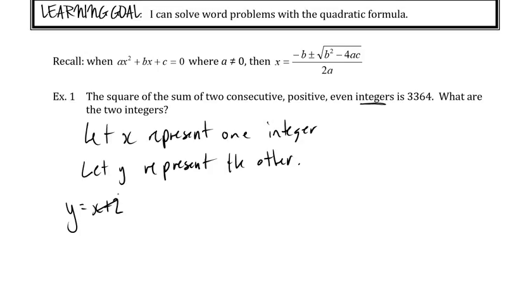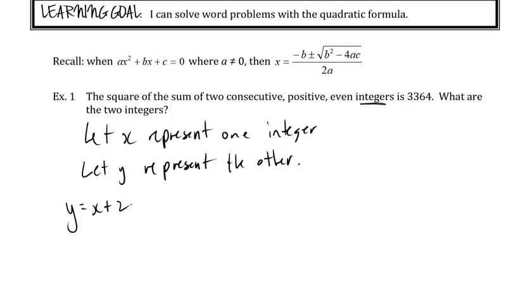So if my first integer was 2, so that's an even, the next one would be 4, I'd add 2. The next one would be 6, add 2. The next one would be 8, add 2. That's true for odd as well. Some people think you add 1 because 1 is an odd number, or add 3 because 3 is an odd number. But if you start on an odd number, to get to the next consecutive one, you would still add 2. Okay, so I've got x and I've got y, which is x plus 2.